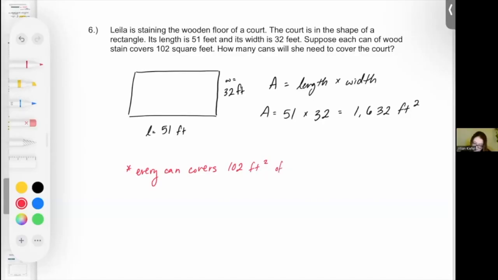Of the court. So the number of cans she'll need will be equal to the area of the court divided by the area of the stain.